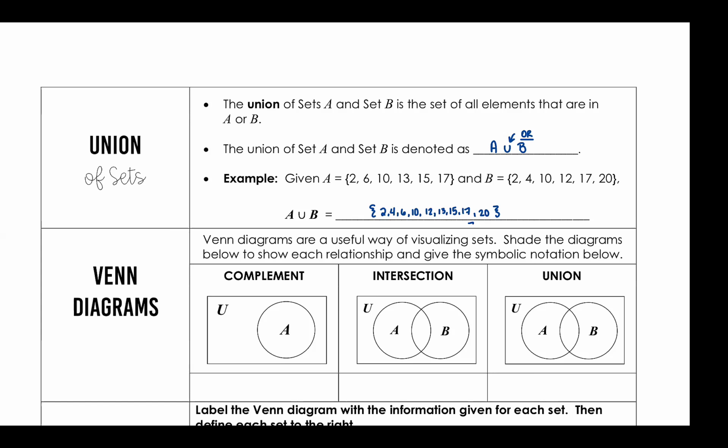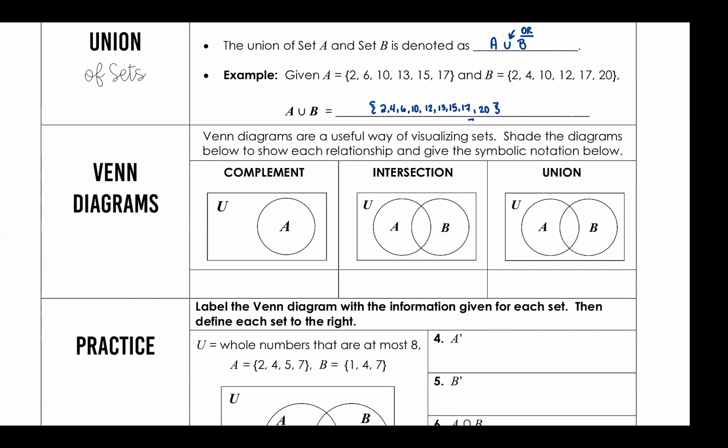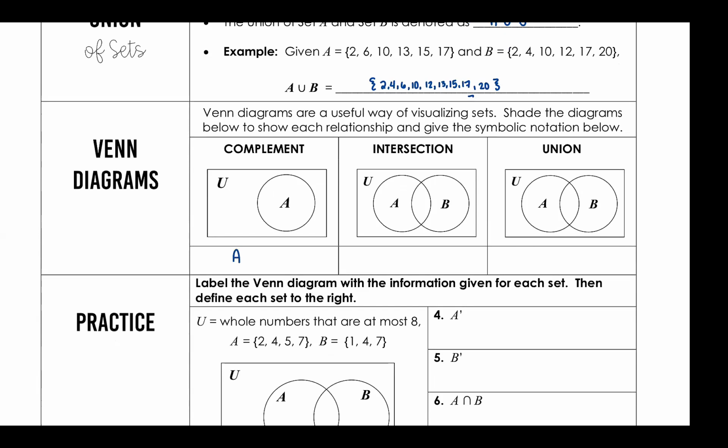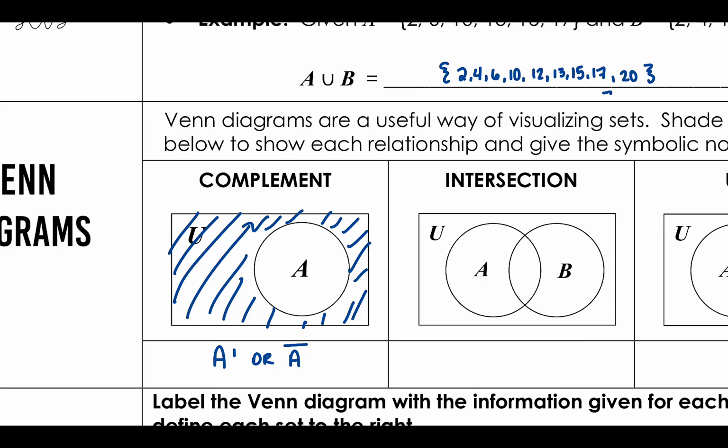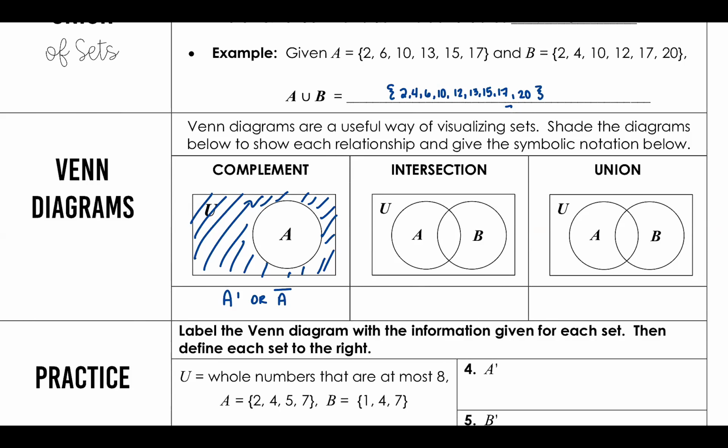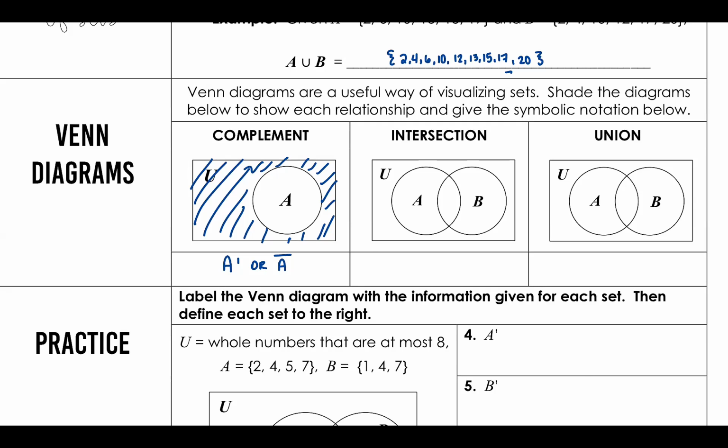So for the first one, it's the complement. Remember, this is what's not in our set. So A prime, or it would be A bar. And when we shade, we're going to shade everything that's not in the circle A. So we're going to shade all around it. Our second one is the intersection. So it's where A and B overlap. And remember, that's A and B. And that's just going to be this little piece right here in the middle, only where A and B overlap.